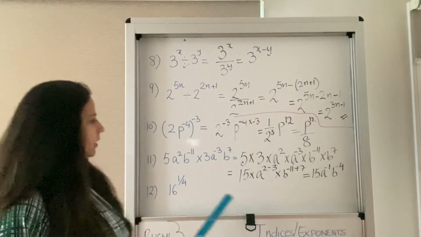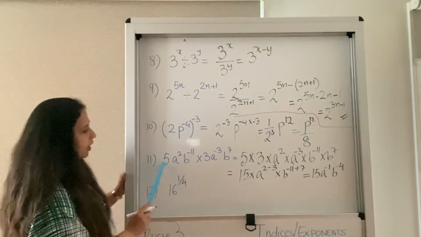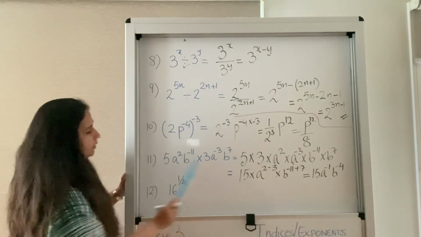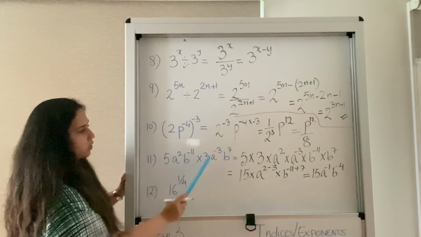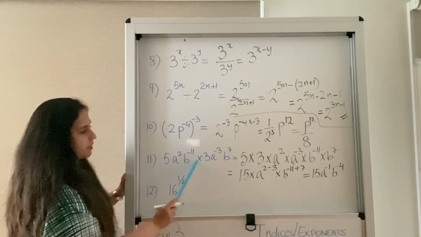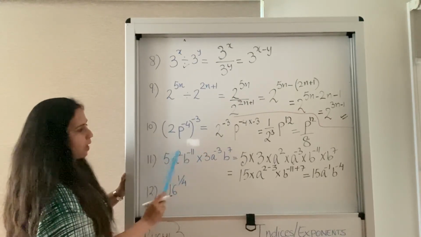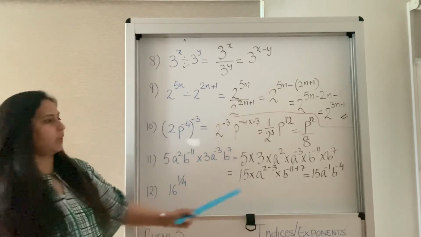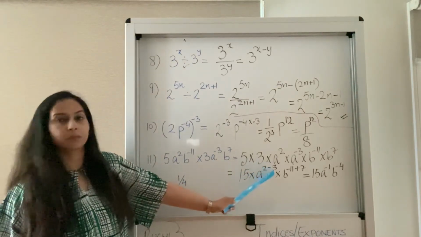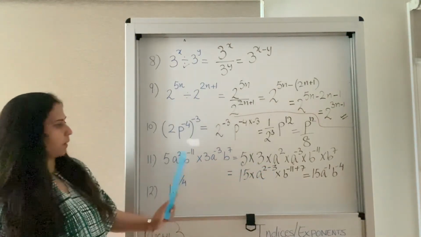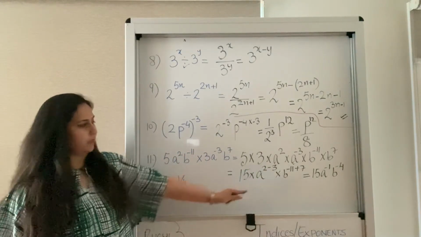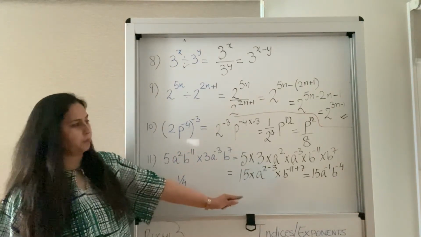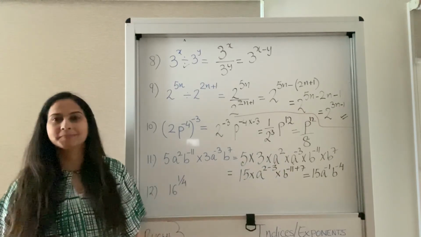Yeah? Let's do it again. So this is 5 times 3, 15. A squared, a to the power minus 3. Base is same. It's a multiplication in between, so the powers are added. So this is a to the power 2 minus 3. Then b to the power minus 11 plus 7. And then it's a to the power minus 1 and b to the power minus 4.